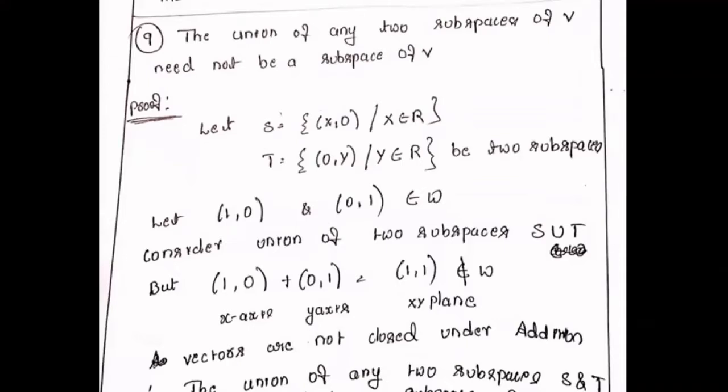Next question is this. Union of any two subspaces of V need to be a subspace of V. That is what they're telling. Okay. So the meaning is union of two subspaces. You are considering two subspaces. One is (x, 0), another one is (0, y). (x, 0) is in the x-axis. (0, y), you are considering the y-axis.